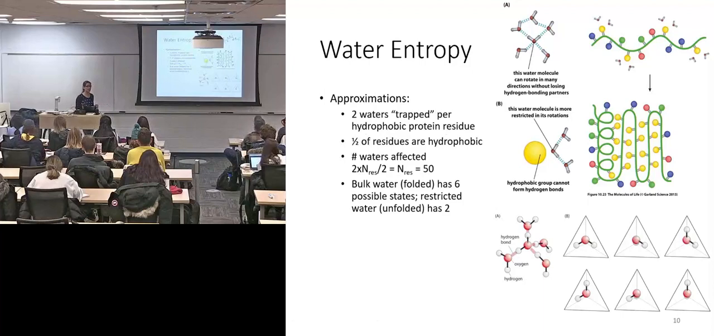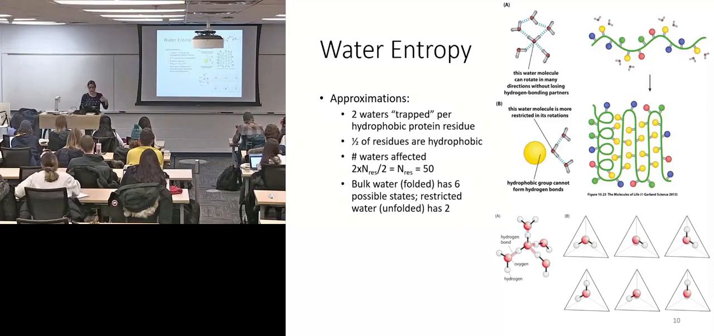Again, for a globular protein, we're saying about half of them go to the interior and the other half are on the exterior to interact with water. So the number of waters that would be affected would be 2 times the number of residues, but we're saying only half of them are hydrophobic, so make it nice and easy. The number of waters affected is the same as the length of the overall protein, or N sub res. And again, bulk water, when our protein is folded, has 6 possible states it could be in, or a multiplicity of 6, whereas restricted water in the unfolded state has a multiplicity of only 2.